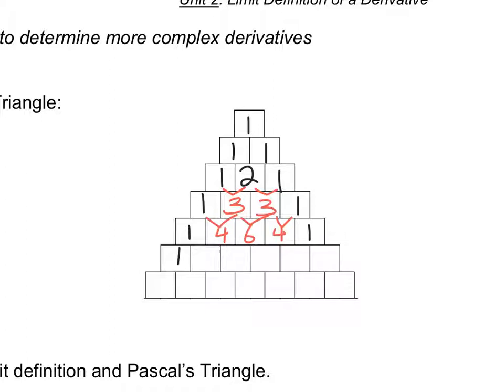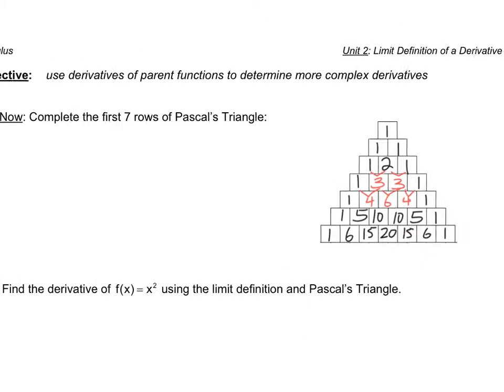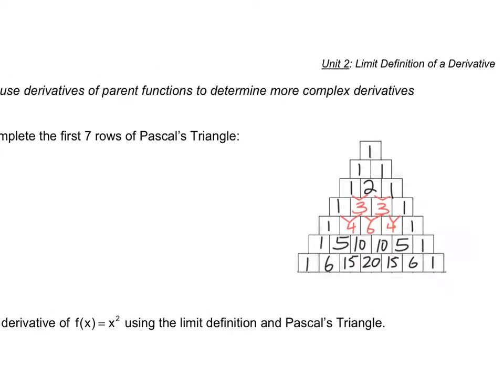So that 1, 5, 10, 10, 5, 1, and then finally 1, 6, 15, 20, 20, 15, 1. All right. So we have our Pascal's triangle now. I mean, that's like minute math.